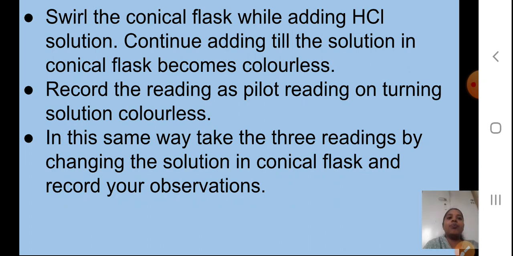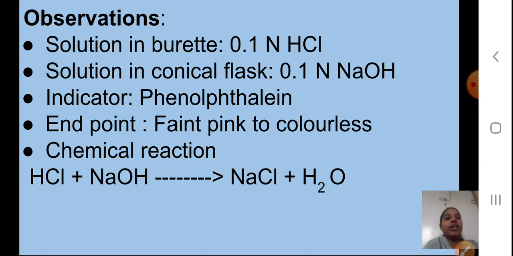Now, observations. How will you record your observations, students? First you will write solution in the burette. What solution did you have in the burette? 0.1 normal HCl, right? Then solution in the conical flask. What is the solution in the conical flask? 0.1 normal NaOH. What is the indicator we are using? Phenolphthalein. What is the end point, students?